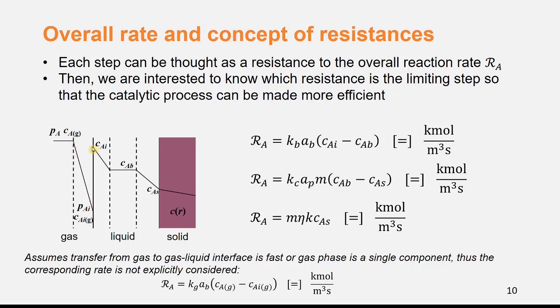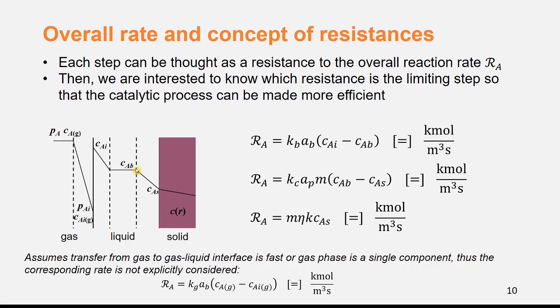So our gas absorption is where CAI, the liquid concentration at the gas-liquid interface, drops to CAB, the bulk concentration. So the gas phase has dissolved into the bulk liquid phase, because in our example, the liquid phase is the bulk phase. So it is gas absorption. Okay? So gas phase dissolving into the liquid phase. And then in the bulk phase, the concentration CAB is uniform.